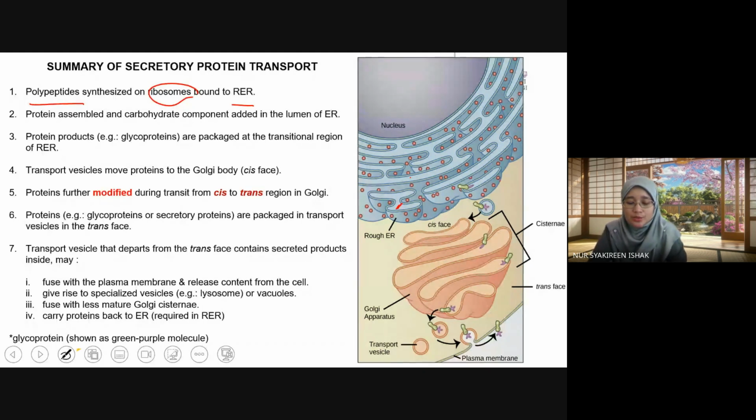So then it is assembled and joined with carbohydrate to form glycoprotein. Okay, glycoprotein, and then packaged at the transitional region. So this is what we call the transitional region.